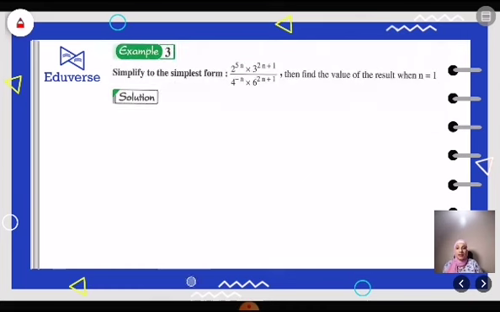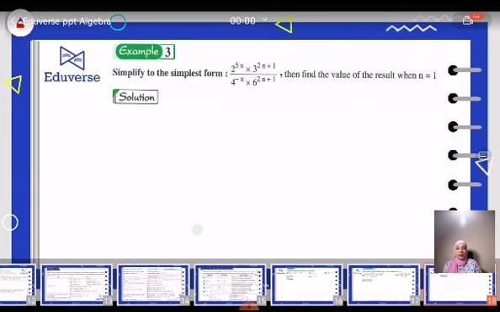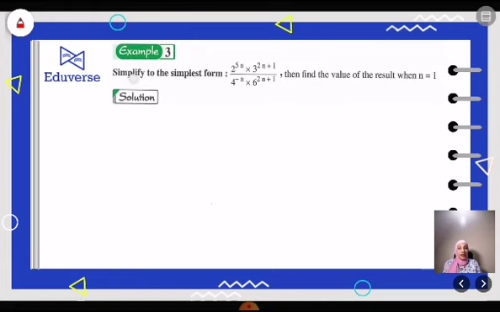Then let's see another example here. We have to simplify to the simplest form: 2 to the power 5n multiply 3 to the power 2n plus 1, divided by 4 to the power negative n multiply 6 to the power 2n plus 1. Okay, how to solve it? If you have a number with a negative power, put it up in the numerator. If it's in the numerator, put it in the denominator. To make all the powers in the exercise positive.